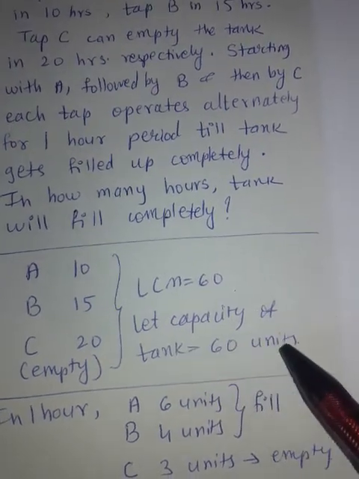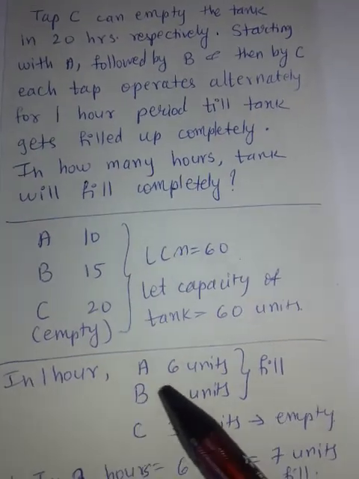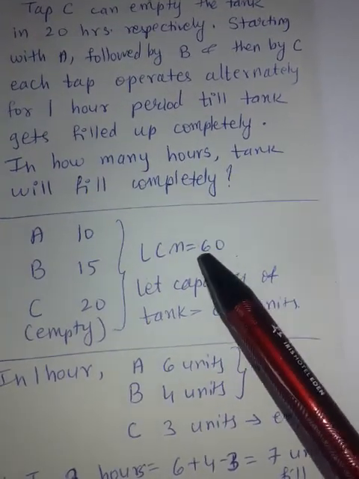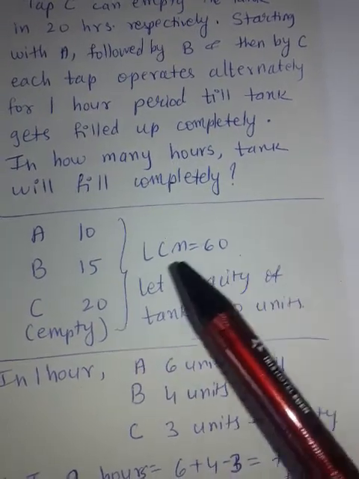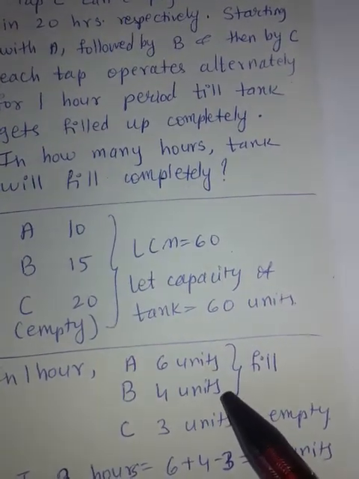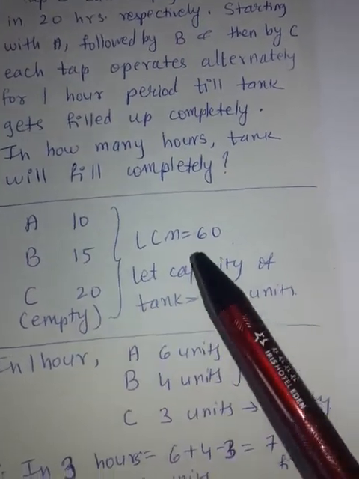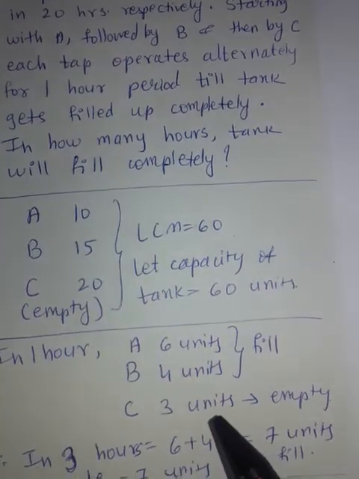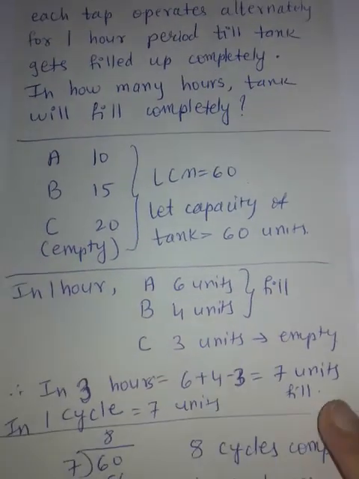So capacity of tank is 60 units. Next step is division. In 1 hour, A will fill 60 divided by 10, that is 6 units. B will fill 60 divided by 15, that is 4 units. They both are filling. But C is emptying 60 divided by 20, that is 3 units. It empties the tank. Now what happens?